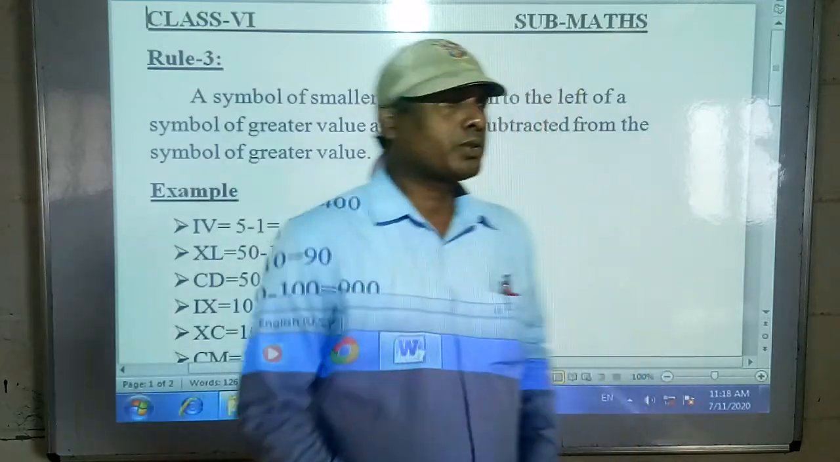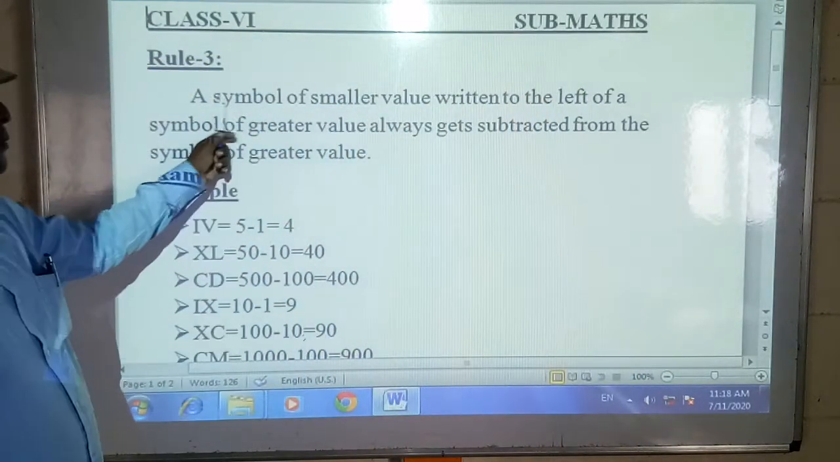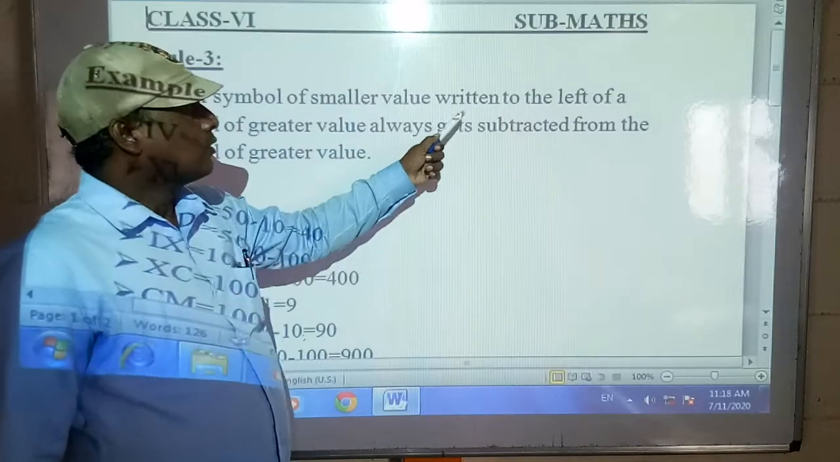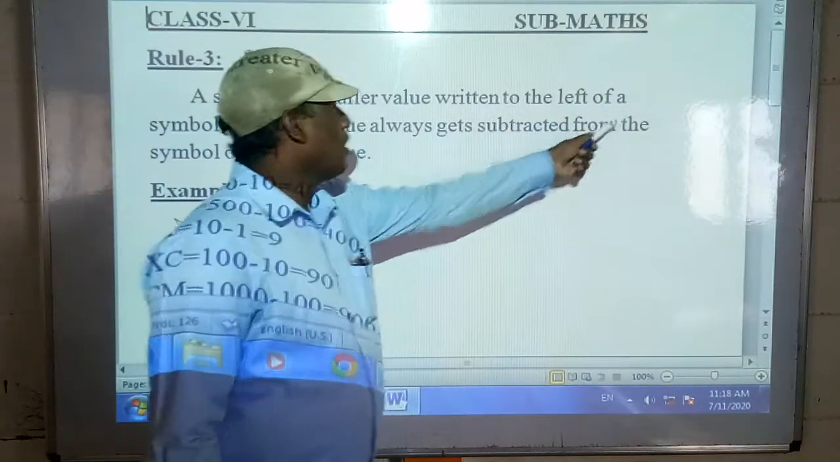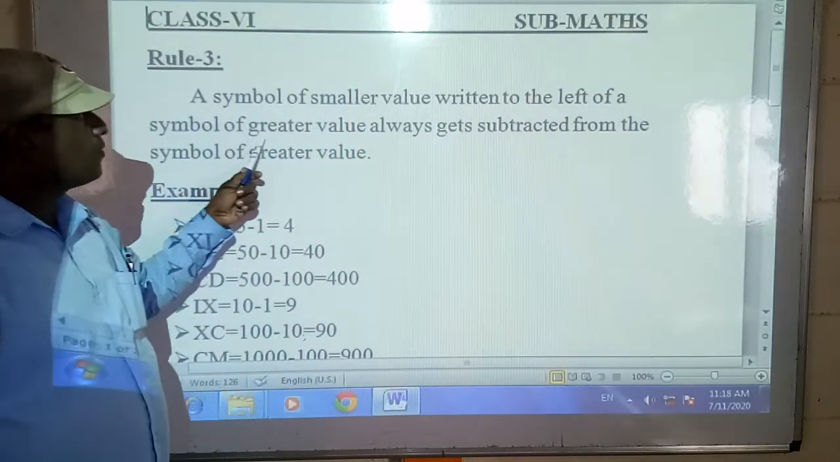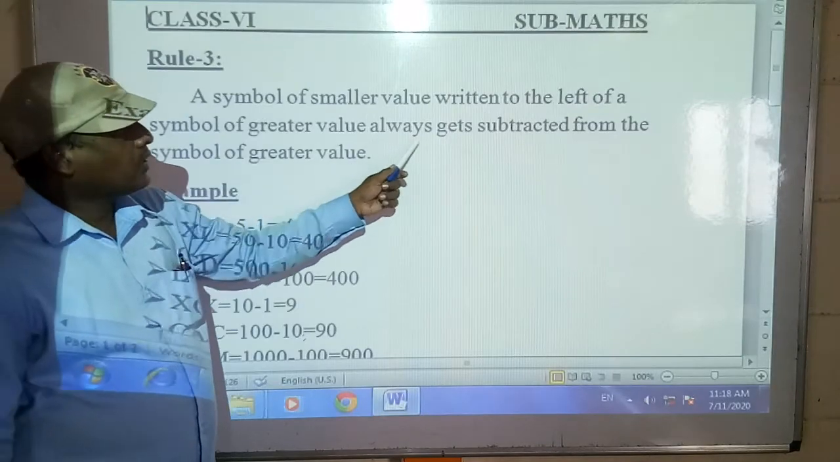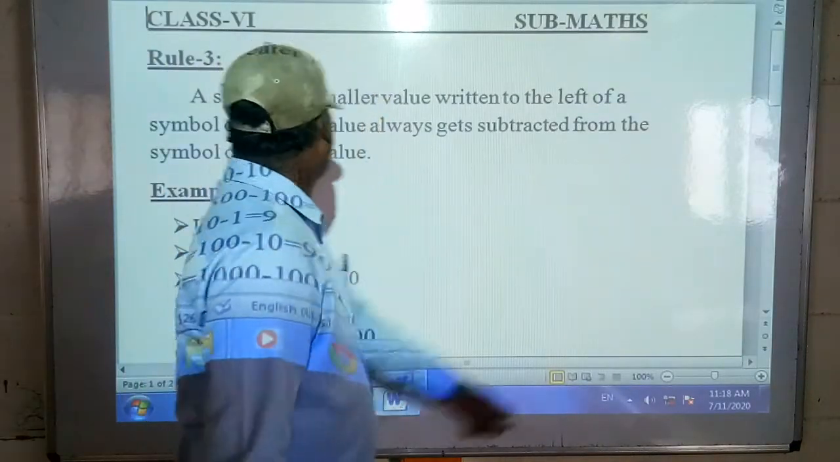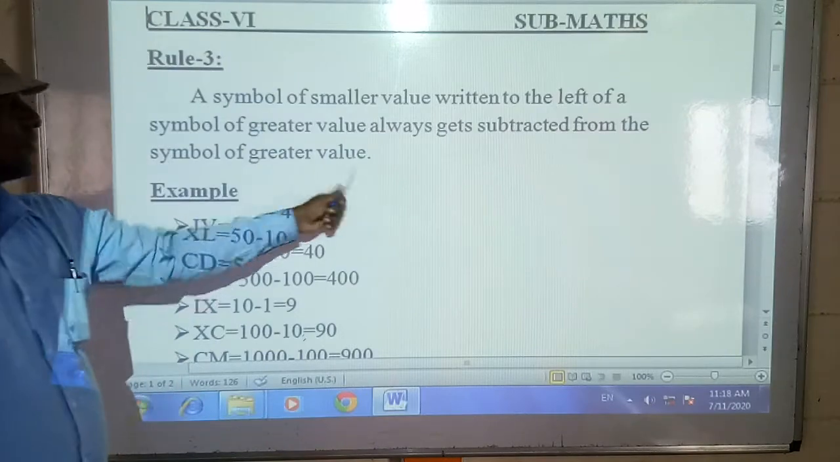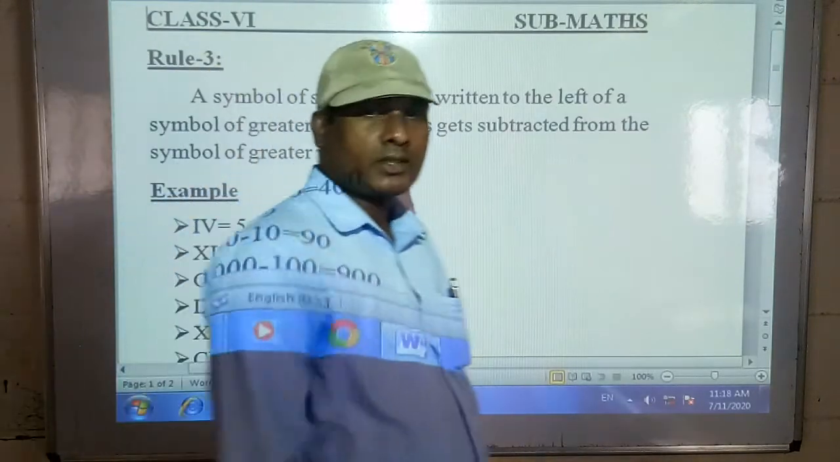What is the third rule? Observe, students: a symbol of smaller value written to the left of a symbol of greater value always gets subtracted from the symbol of greater value. Did you understand anything about this?